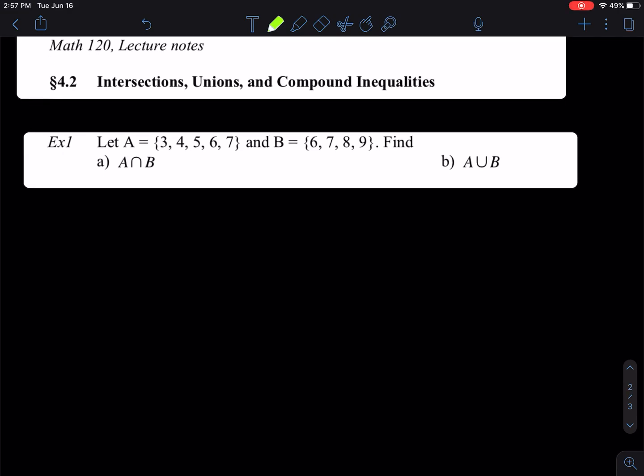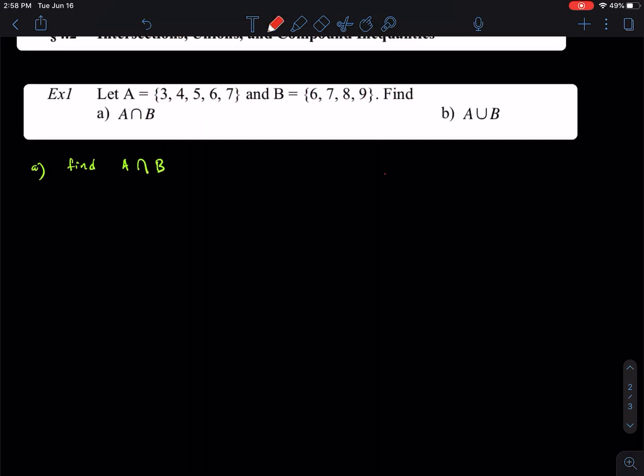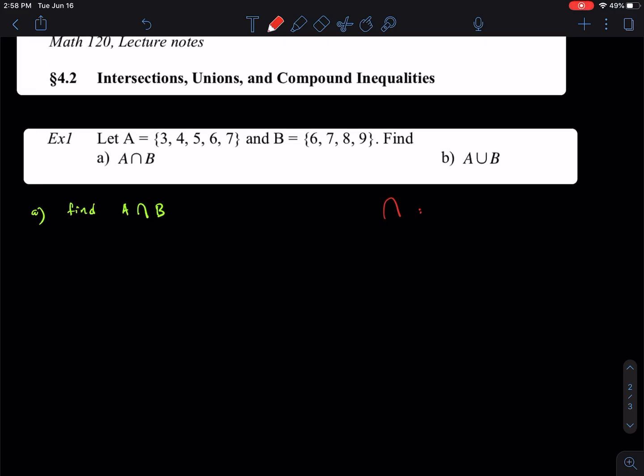Part A is asking us to find this set here, A intersect B. The notation, kind of like an upside down U, is called intersection, or sometimes this is also known as and. This notation means what are the elements that are common in A and B, meaning they exist in A and B at the same time.